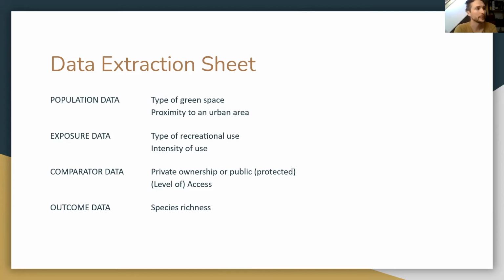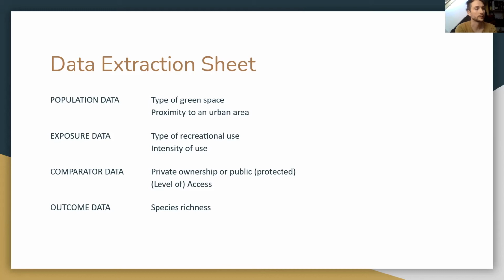Then for the exposure data, we looked more closely at the type of recreational use, if this was reported, and in many cases it was reported, and also the intensity of use. So if there was any data available on the approximate numbers of people using these green spaces. And for the comparator, we looked at whether the land with no access was in private ownership, or in public ownership but protected, such as the inner parts of national parks, for example. And also the level of access for the public.